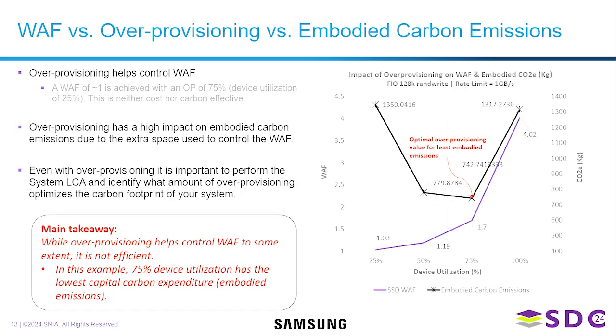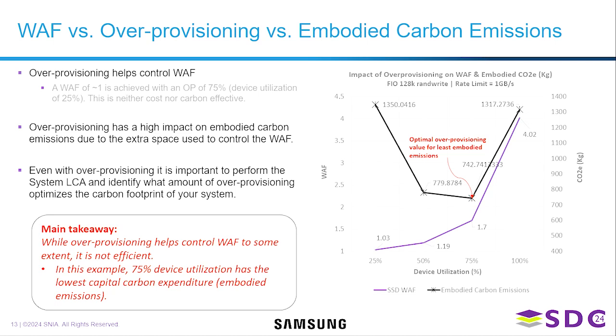Now, we did speak about one method to control WAF, which is over-provisioning. And I'll spend a couple of slides talking about over-provisioning and what it means for reducing your WAF and also why it's a bad method to reduce your WAF. So if you look at the graph here on the right-hand side, on the x-axis, we have varying levels of device utilization. And the purple line here is your SSD WAF. And the blue kind of curve with the cross marks is your embodied carbon emissions.